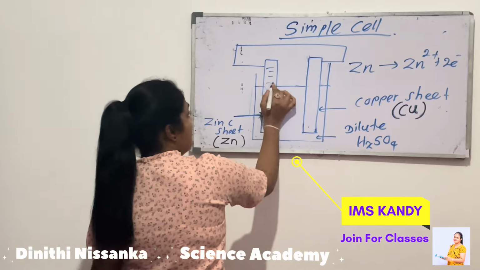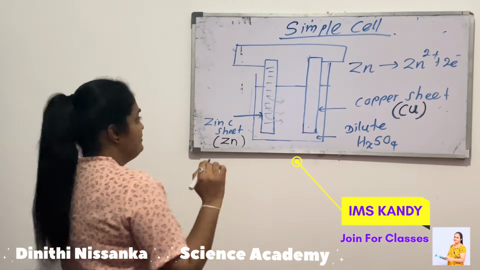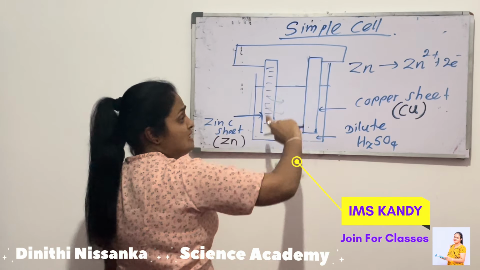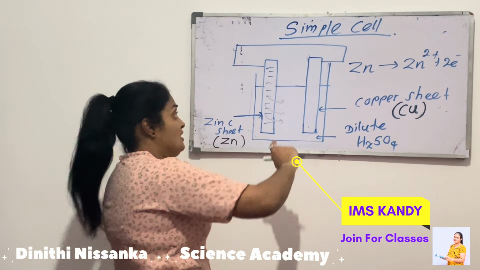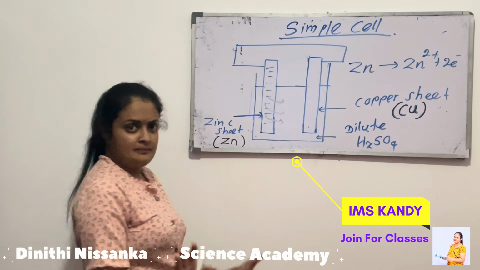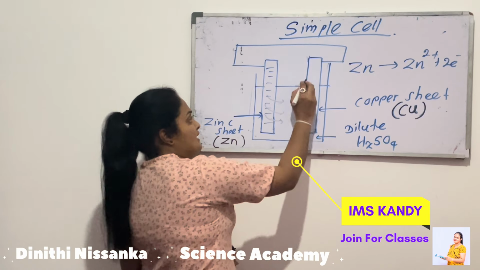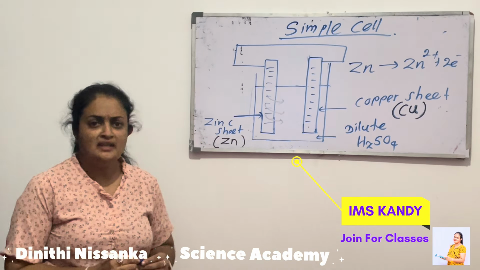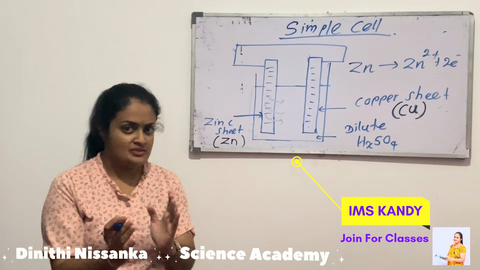These electrons remain on the zinc sheet. Then there is an external conductor, an external wire. Then these electrons move from the zinc sheet to the copper sheet, right? Okay, then the excess electrons remain on the zinc sheet. Then it gets a partially negative charge, right?